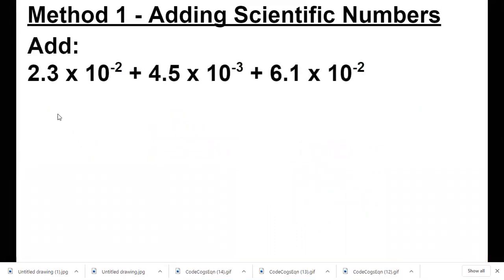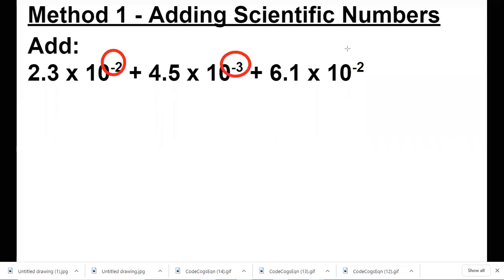Okay. With method 1, adding scientific numbers, we're going to show you another example here. We're going to add 2.3 times 10 to the negative 2, plus 4.5 times 10 to the negative 3, plus 6.1 times 10 to the negative 2. Okay, we're looking for the odd duck. We have a negative 2, a negative 3, and a negative 2. Who's the odd duck? Right, 4.5 times 10 to the negative 3.